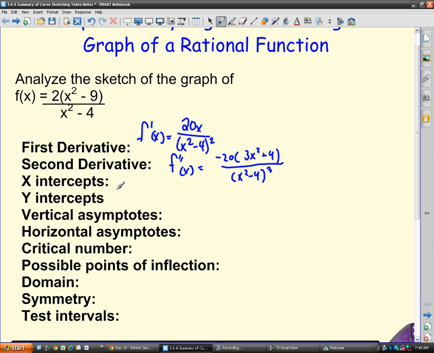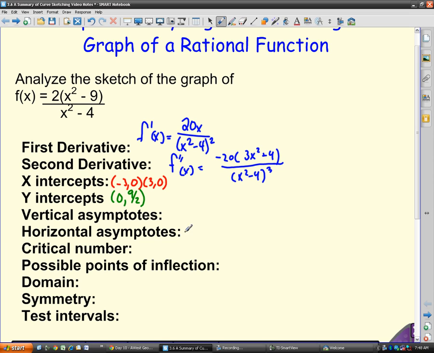We can find the x-intercepts by plugging in 0 for y and solving, and you will find that you get negative 3, 0 and 3, 0. For the y-intercept, if I put 0 in for x, you'll notice that I get 0 for x and 9 halves for y.